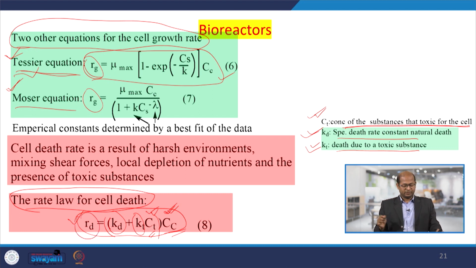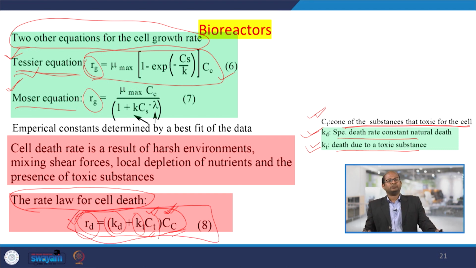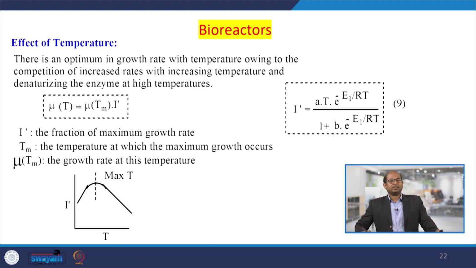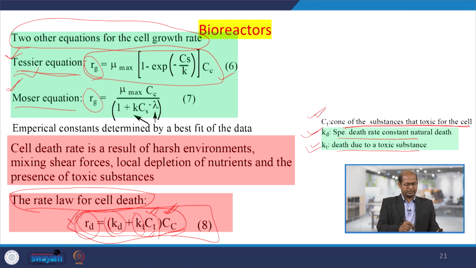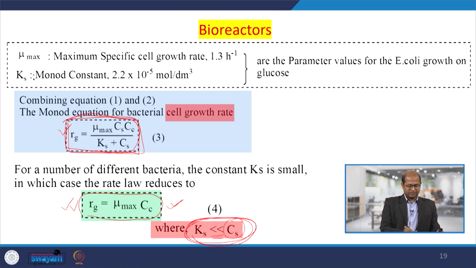So, the rate law for cell death we can express, or equation 8 we can use, to find out the rate of death of the cells per unit time in stage 4 when there is a cell reaction in the bioreactor. Okay. So, here you can see that the concentration of the cell and the concentration of the substrate are very important.